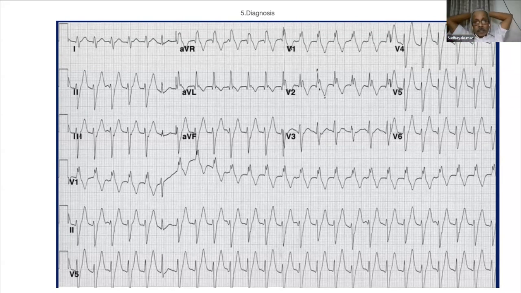Posterior fascicular tachycardia. So what is the correct answer, sir? Capture beat is not a correct answer. The diagnosis is posterior fascicular tachycardia. Ventricular tachycardia, fine. Left fascicular tachycardia is the correct answer. Posterior fascicular tachycardia, they have to write.